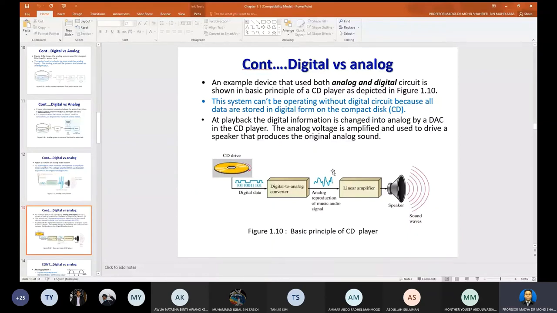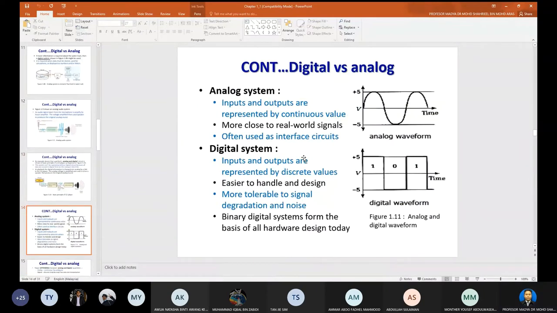Okay, so this is an example where they use the converter to convert from digital to analog or analog to digital. That's why you have to remember, for this subject we normally use two converters. One is the digital to analog converter, and the other is the analog to digital converter. Alright, so this is some difference between the digital and analog waveform.